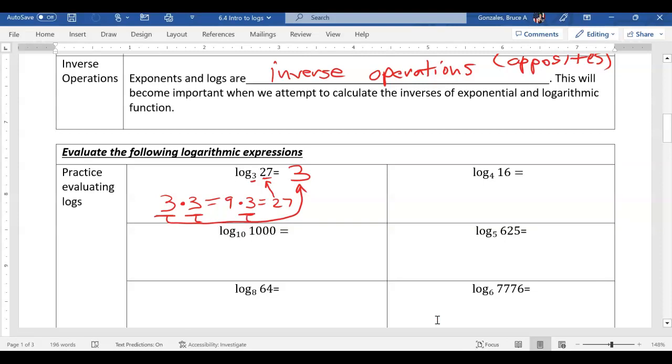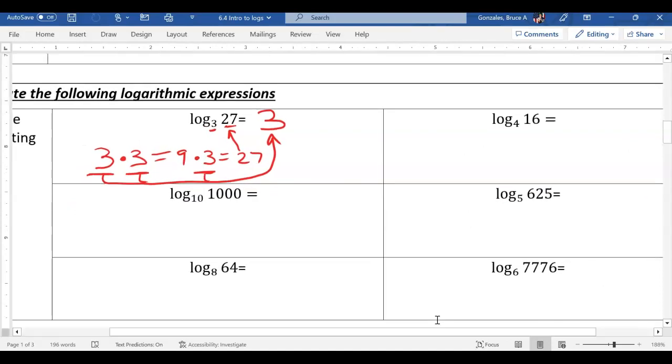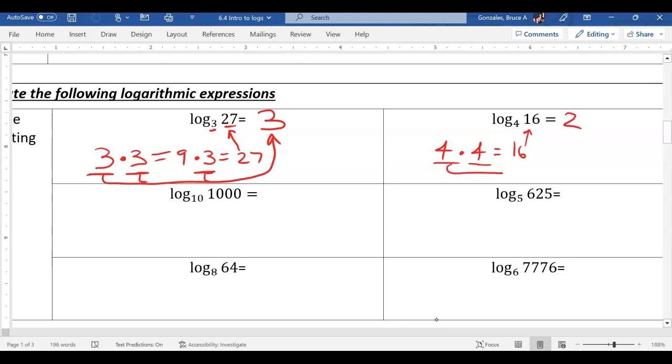Let's try again over here. Okay, log base 4 of 16. So they're asking me, 4 multiplied how many times gives me 16? So let's try this. 4 times 4 is what? 16. That matches, right? So how many 4s is that? 2. That is 2 different 4s.